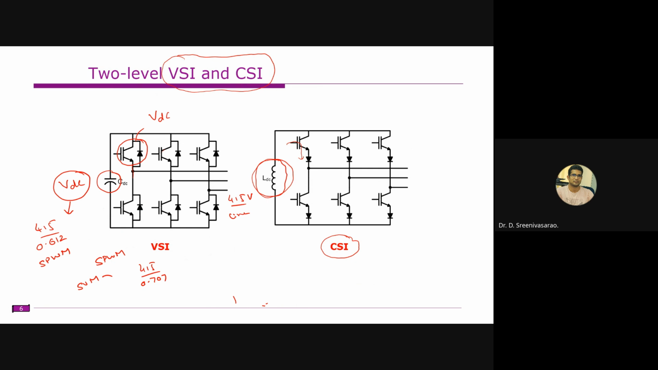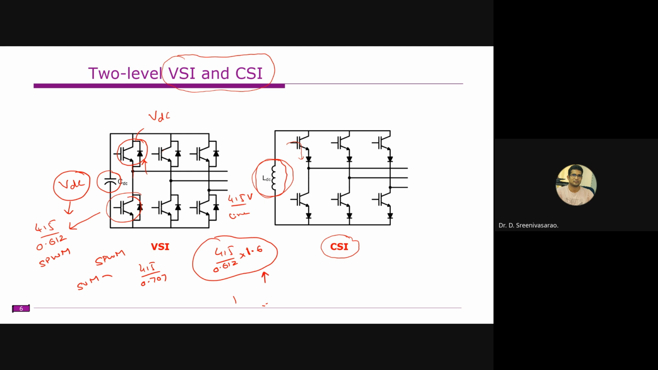So each device is supposed to block this much voltage. If you are selecting an IGBT or MOSFET, the switch must be able to block this much voltage. If you are keeping some factor of safety, for example 1.6 times or 2 times, it will be 415 divided by 0.612. That is the minimum voltage requirement, and if you consider some factor of safety, it will be this much, 1.6 or 1.8 or 1.2 times. So this much voltage is supposed to be blocked.